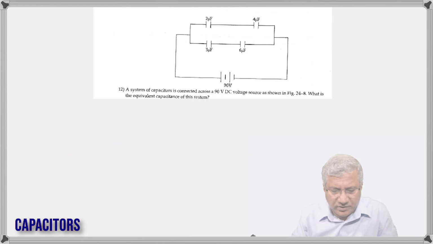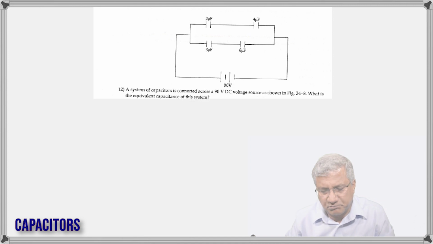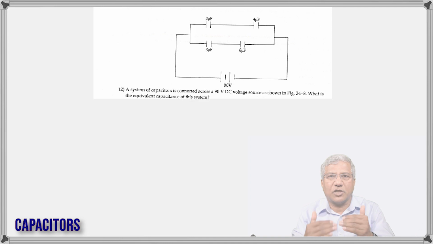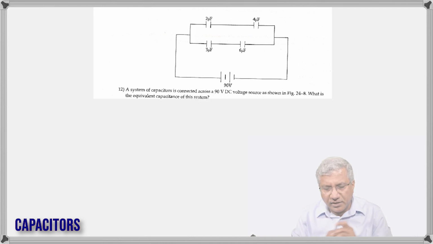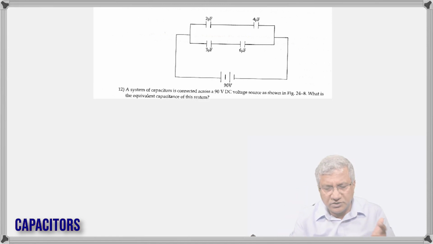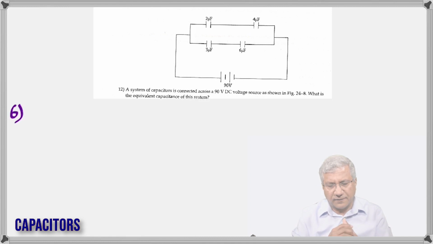All right, here is the next question. Don't worry about the number because it's just picked at random. So, a system of capacitors is connected across a 90-volt DC voltage source. So that's how you represent a DC voltage source as shown in the figure. What is the equivalent capacitance of the system? Take a look at this. The 2 microfarad and the 4 microfarad on top are connected in series. Similarly, the 3 and the 6 below are also connected in series. But these two combinations are connected in parallel. So once you get that, you can figure it out.